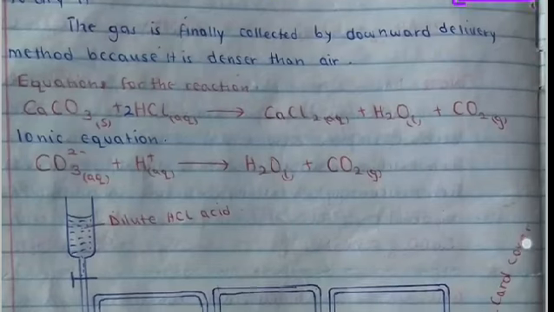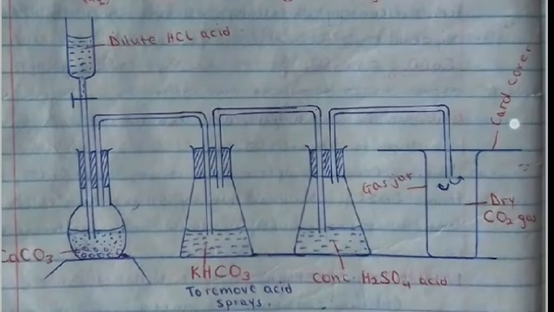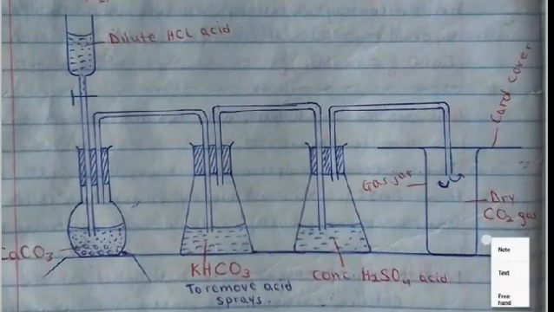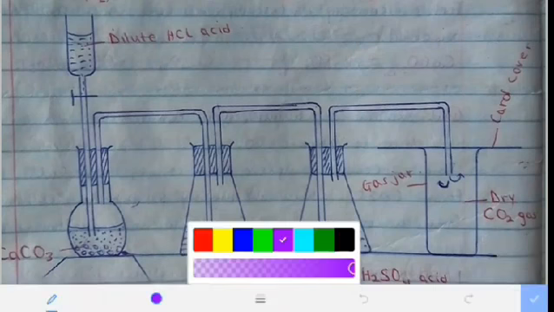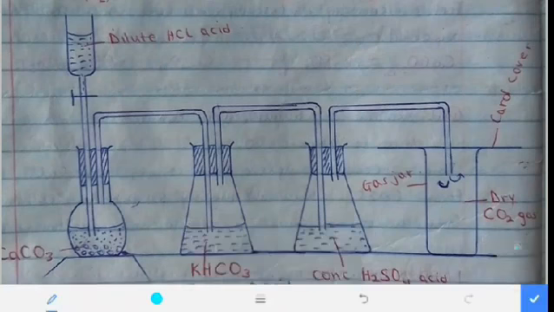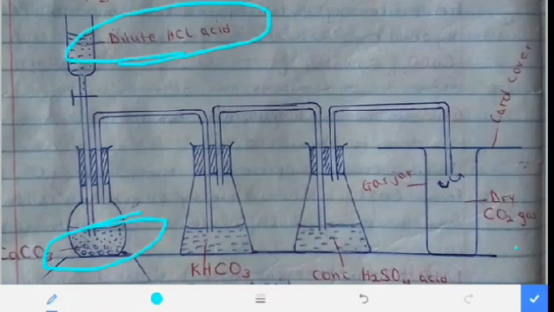the equations are the same. Only the diagram changes. So here we have the diagram. Now in this diagram, as we can see, we have calcium carbonate in the flat bottom of the flask. Then dilute HCl is added. After the dilute HCl is added, there will be effervescence.